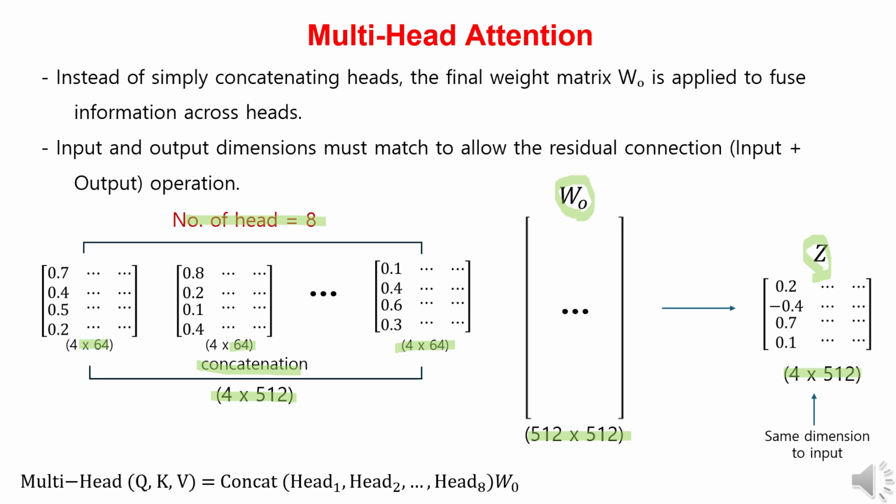Maintaining the same dimensionality as the input is crucial because it allows the model to apply residual connections, where the input and output are added together. In this sense, WO not only fuses information from multiple heads into a single representation, but also plays a key role in ensuring the structural consistency and stability of the overall transformer architecture.